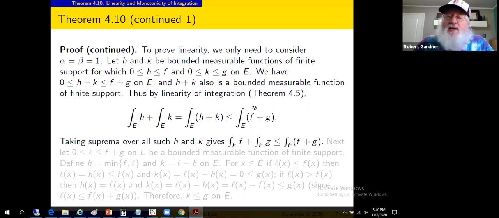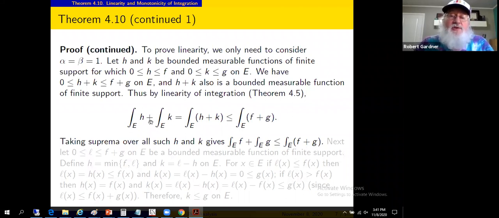Hey, the right-hand side, keep an eye on the prize. It's just a number, right? You take sups as h and k change. This doesn't care. That's just some number. The integral of f plus g over E could be an extended real number, but this doesn't change as you change the h's and k's.